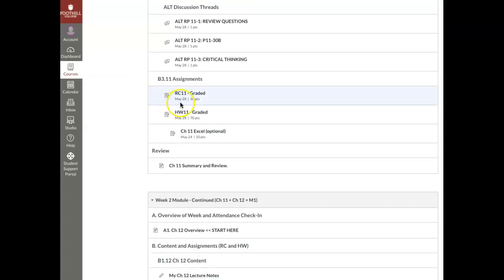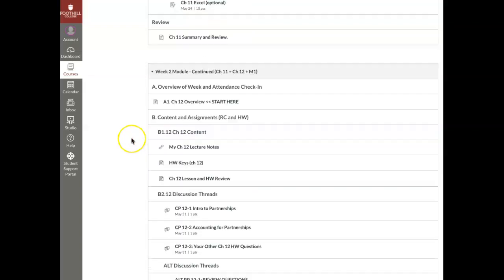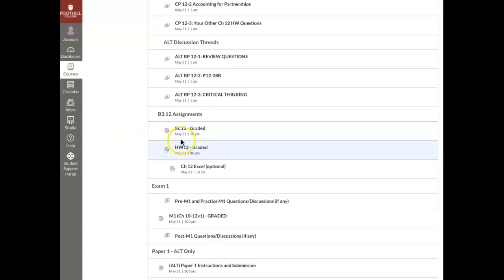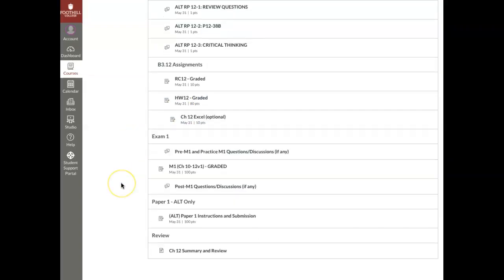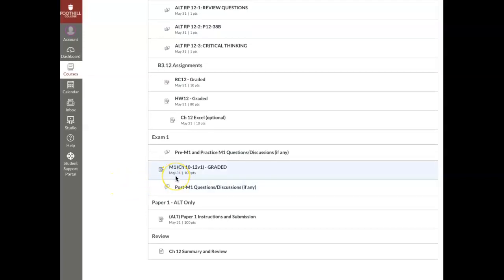Chapter 11 deliverables should be completed by Thursday, while Chapter 12 are due by Sunday. Our first midterm exam will also be completed this week, and also by Sunday at midnight. As you already know, Midterm 1 covers Chapter 10 through 12.